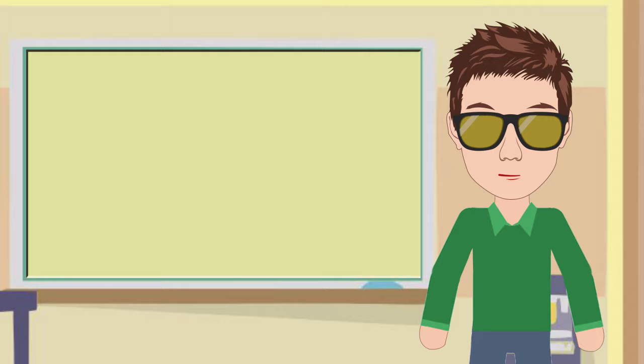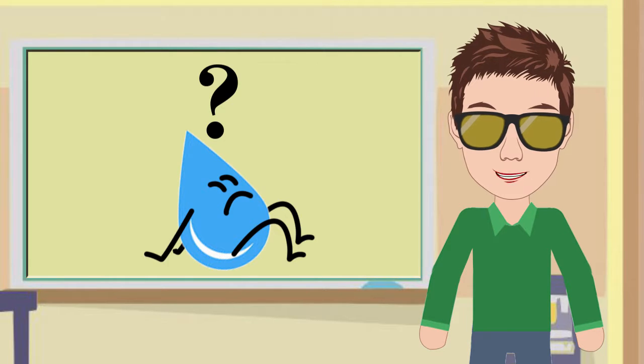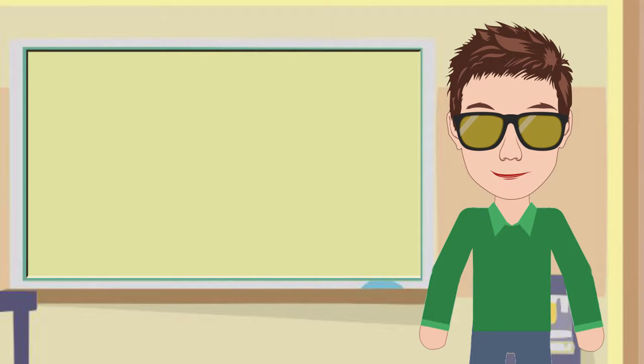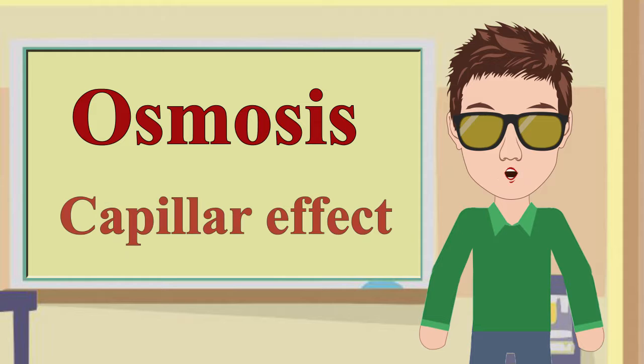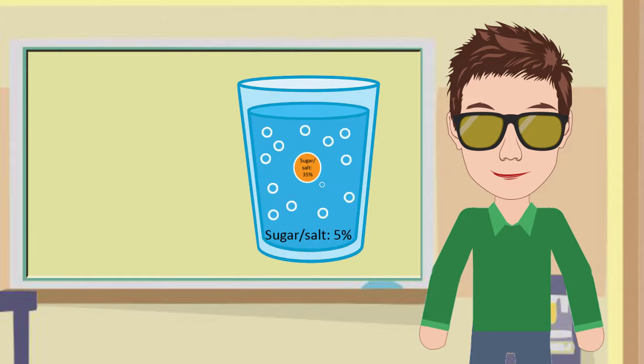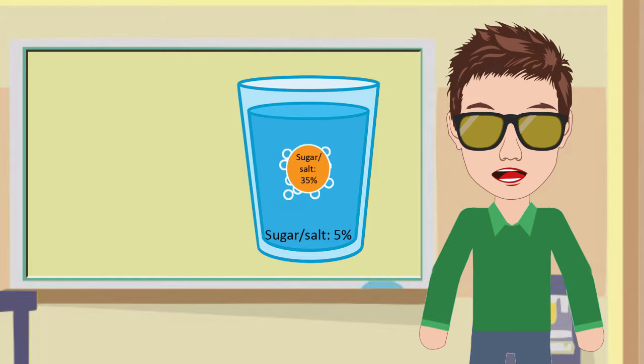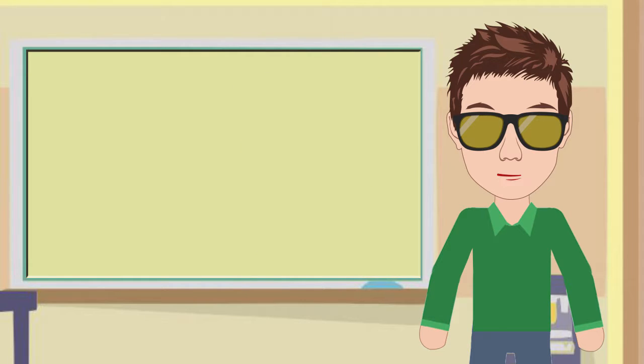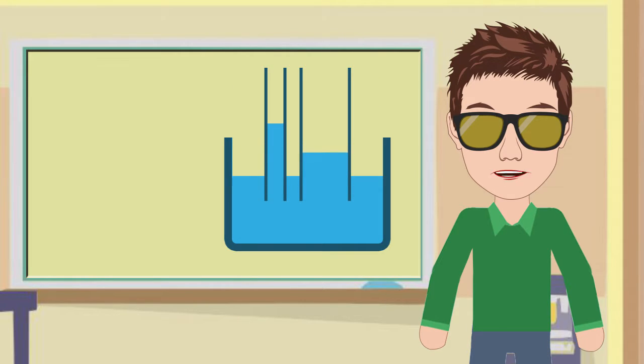And here we are, transportation. For transportation, the water needs to move somehow between two places. We have to talk about two things, osmosis and capillary effect. Osmosis: the water moves by itself from the solution with low concentration of salt or sugar to the solution with high concentration of salt or sugar. Capillary effect: the water can move upward using its electric charge. It can climb higher if the pipe is thinner.